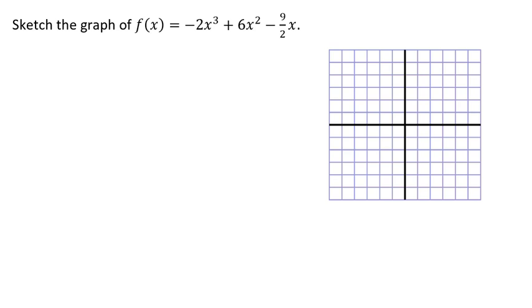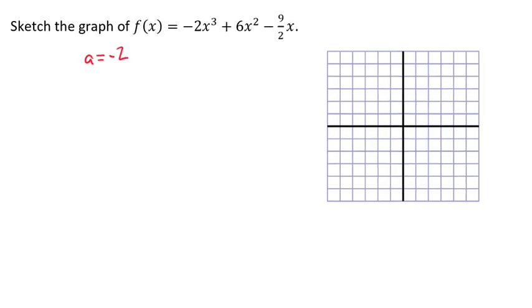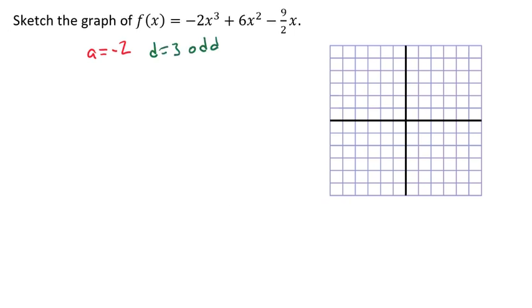The first thing we want to do is decide what our leading coefficient and our degree are. Our a value, or leading coefficient, is a equals negative 2. And our degree is going to be this number up here, that number right there, which should be a 3. So we have a degree of 3.